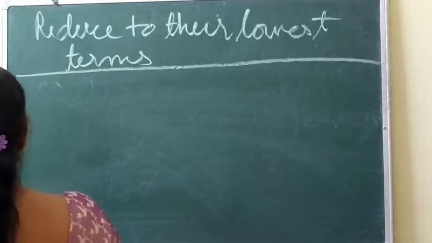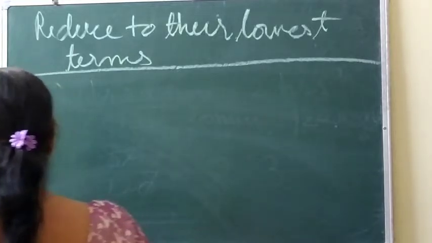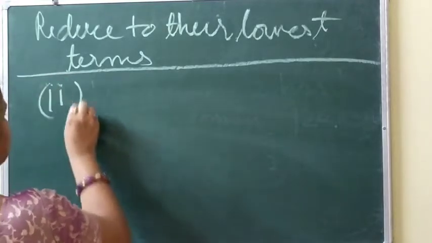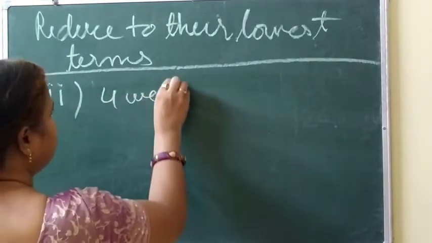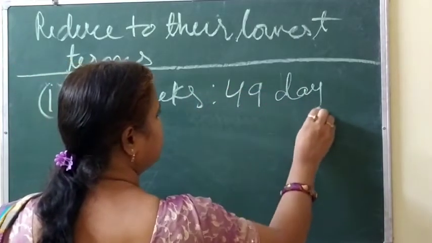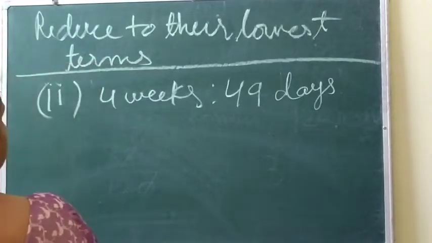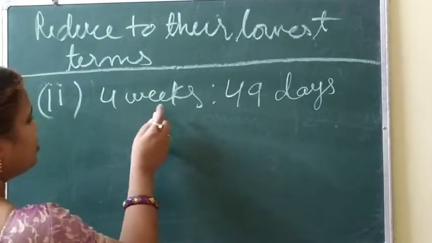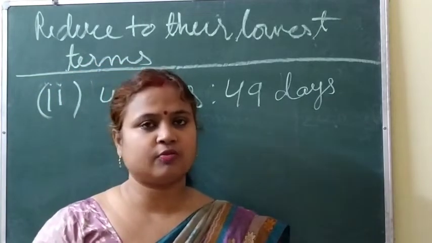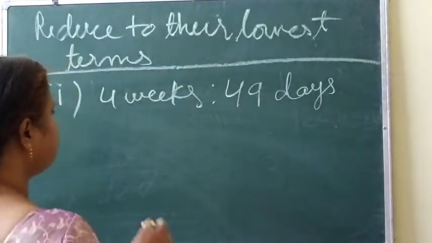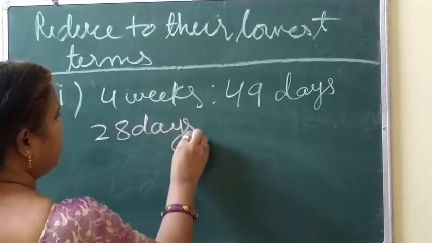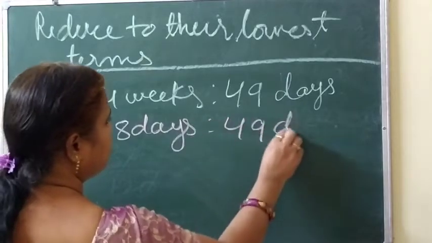The next subpart question is 4 weeks is to 49 days. Clear? Here we have to find out the ratio. So 4 weeks means what? 1 week is equal to 7 days. So 4 weeks is equal to what? 4 into 7? Yes, 28. So 28 days. And here 49 days.